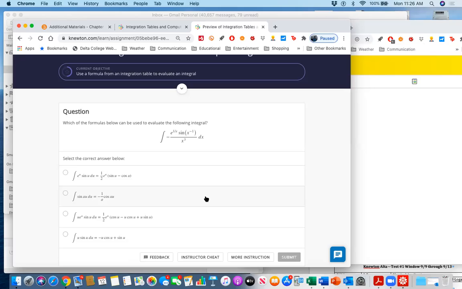There's no way the second formula can work because it totally ignores the e to the power. So the second formula is out. The third formula maybe is a possibility. And the fourth formula, maybe. But I'm not sure. All right, so let's try to make the substitution u equals x to the minus 1 and see what we get. Minus e to the 1 over x times sine x to the minus 1.